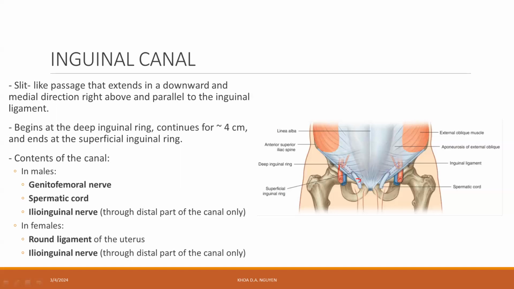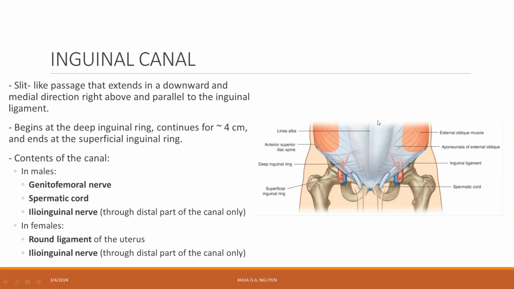Pubic tubercle is going to be down here. It's going to be a little bit more superior to it. Therefore, it's going to be right here, all right? And similarly, the deep inguinal ring is going to be a little bit superior to the midpoint of the inguinal ligament. So it's going to be right here. So that's how you estimate the location of the structures, the superficial inguinal ring and the deep inguinal ring.